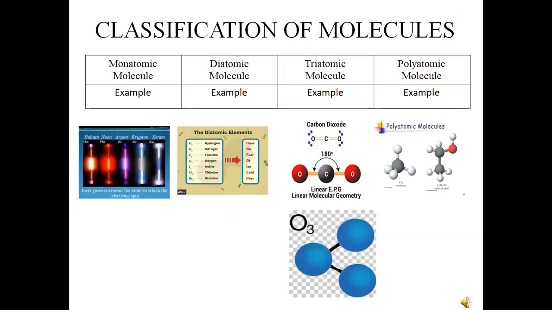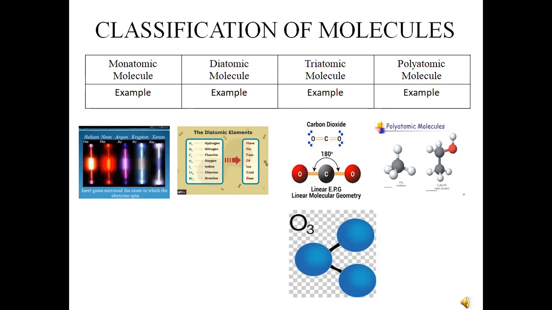Next, classification of molecules. There are four classifications of molecules. First one, monoatomic molecule. Second one, diatomic molecule. Third one, triatomic molecule. And fourth one, polyatomic molecule. Here, what is a monoatomic molecule? A molecule which contains only one atom is called a monoatomic molecule.